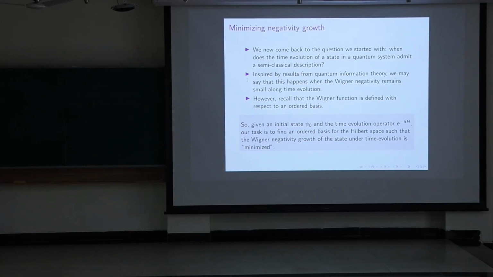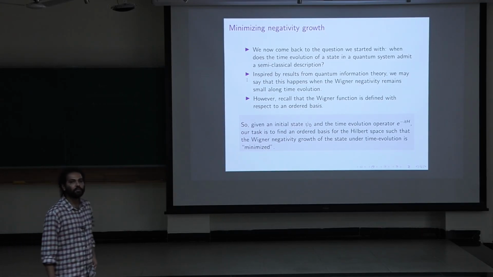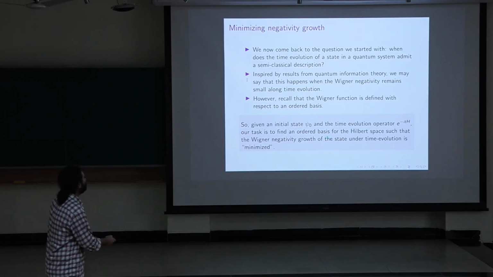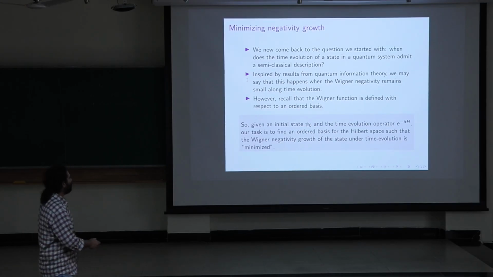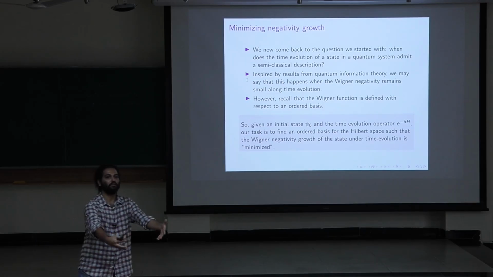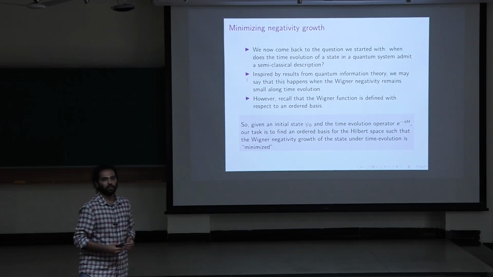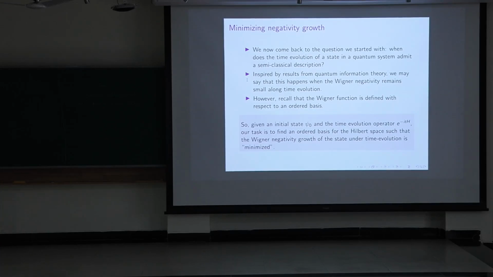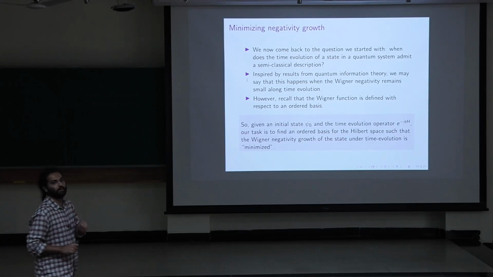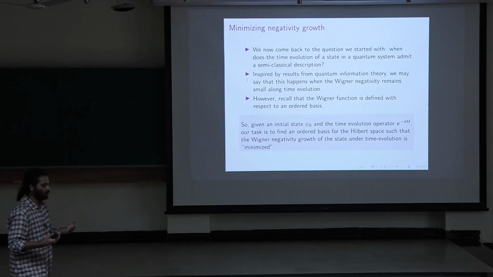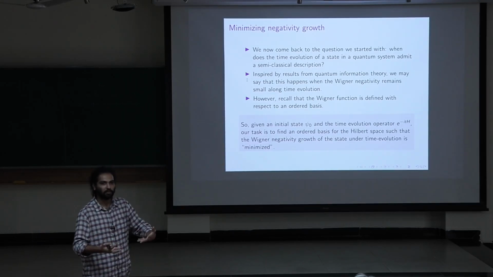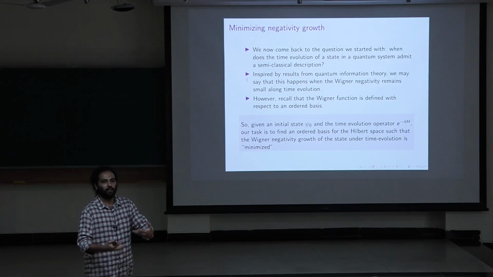Can it also change depending on psi naught? Yes. So the problem has two inputs: the initial state psi naught and the time evolution operator H, and the output would be a Wigner function representation in some basis such that the negativity looks small. And when that happens, you would say that the system is classical in this basis. Meaning what I would really say is that this is the right choice of variables to look at the time evolution such that it looks kind of classical.